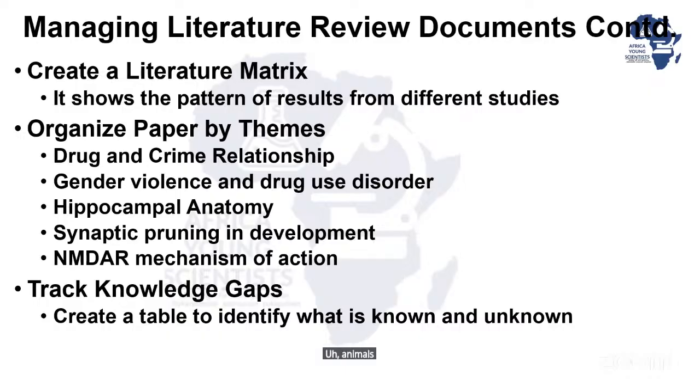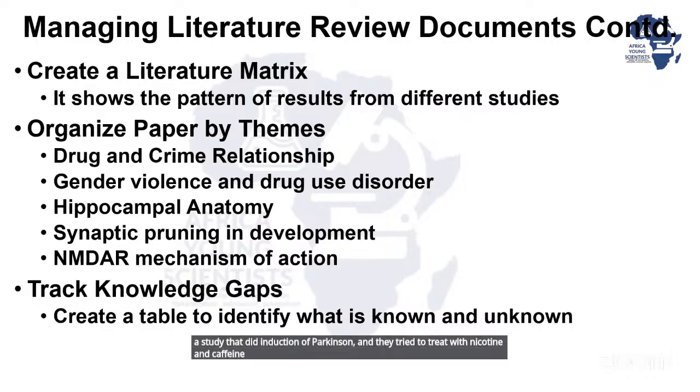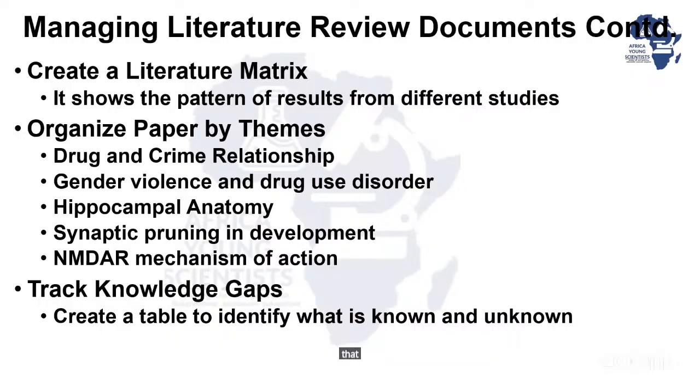So you start seeing the trend in maybe a study that did induction of Parkinson's, and they tried to treat with nicotine and caffeine and see how their behavioral study looks. Is it the same as another study that did a psychoactive substance, or another study on Alzheimer's disease, where they administer nicotine and caffeine to see how their locomotor activity looks? When you start showing that matrix, grouping these papers together, it shows you the trend of different results, where the results converge.